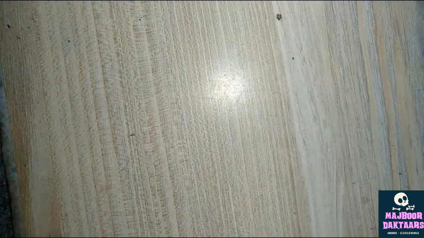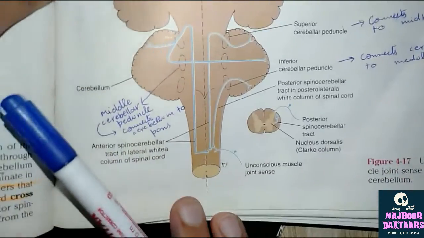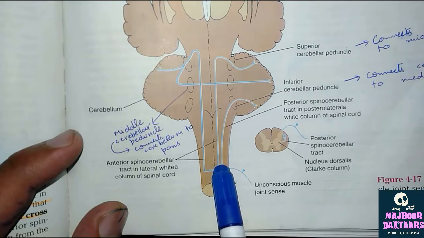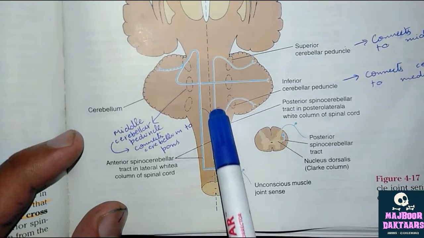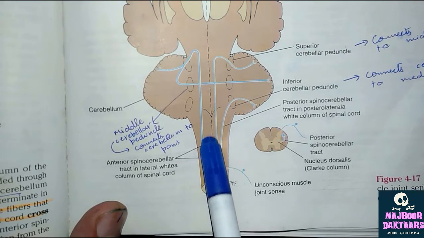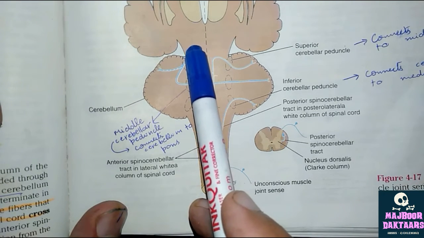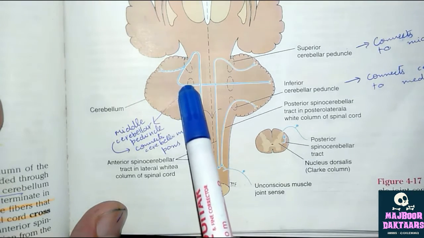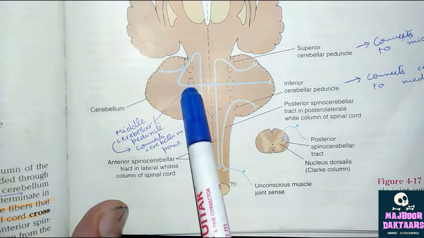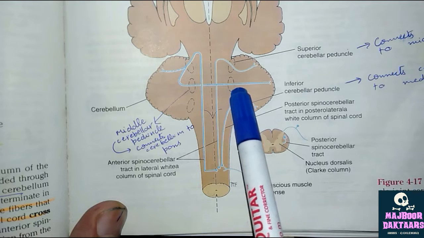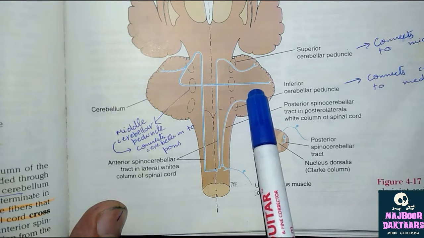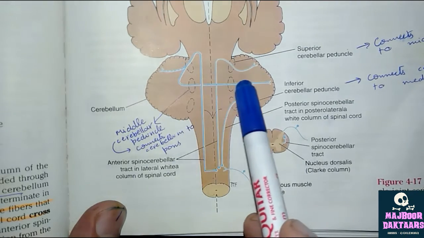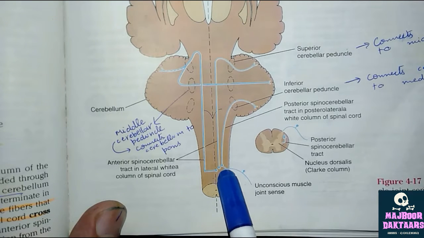Let me show you a diagram. Look, these are the anterior spinocerebellar tracts. They divide: the majority decussate while the minority don't decussate. The majority that decussate move upward and enter the cerebellum through the superior cerebellar peduncle, then exit the cerebellum through the middle cerebellar peduncle, and then enter the cerebellum on their own side, the ipsilateral side, through the middle cerebellar peduncle. So it decussates, goes around, and reaches the cerebellum on its own side.